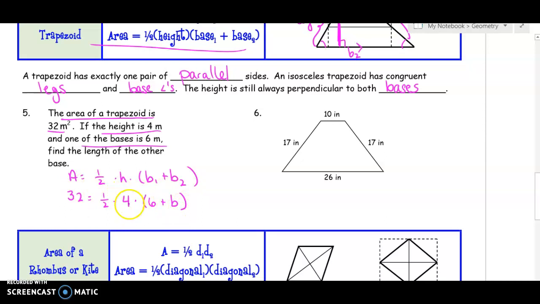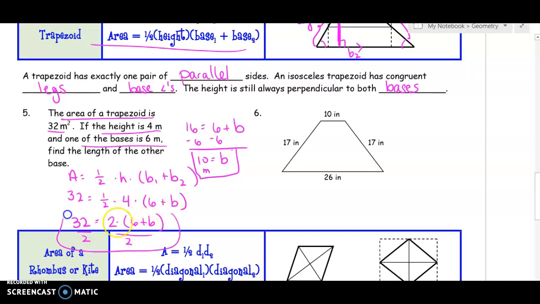From here, I'm going to multiply 1/2 times 4, I get 2, times 6 plus b equals 32. You can either distribute the 2 and solve for b, or you could divide by 2. If you divide by 2, you're going to get 16 equals 6 plus b. And then subtract 6 and you'll get 10 equals b. 10, don't forget the units, 10 meters would be your base. All right, so from this part here, you can either distribute the 2 or divide by 2. Your choice. That would be your base.